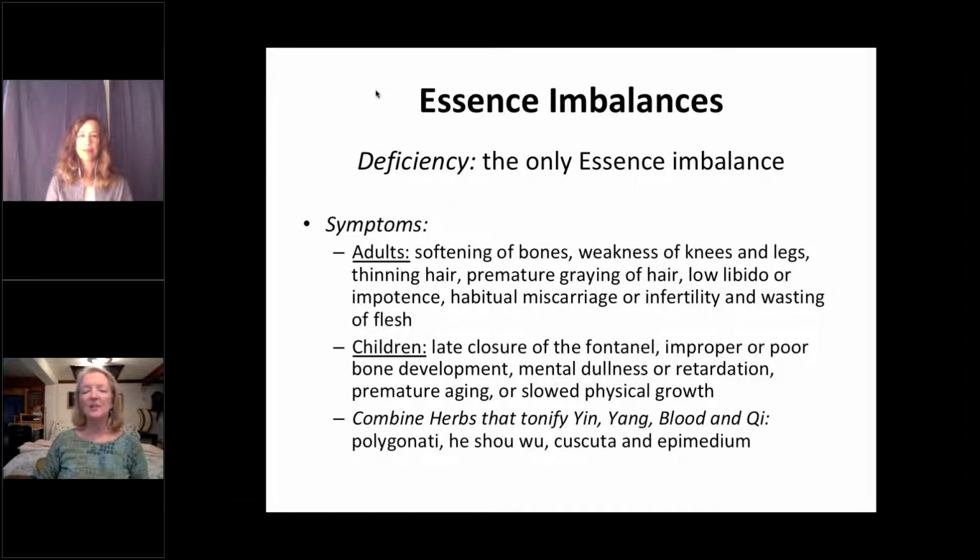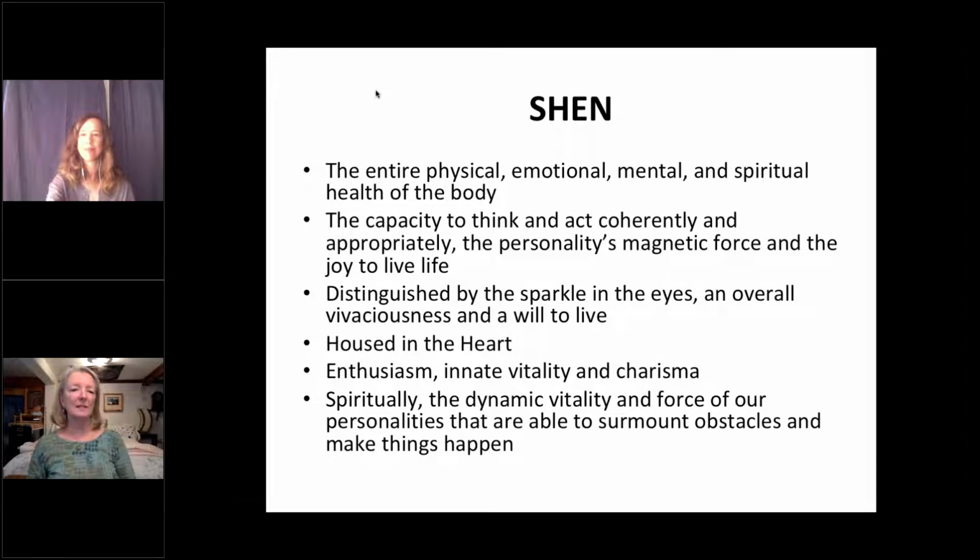You can help slow this process by lifestyle habits and what you eat and drink, but they're going to happen for the most part. A lot of this is natural. So we're talking about if it's unnatural, if it's happening prematurely or too slowly, that's an essence imbalance. Now we also have Shen. This is our last of the fundamental properties here.